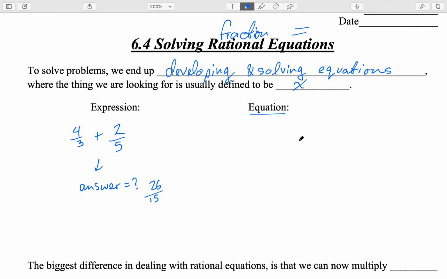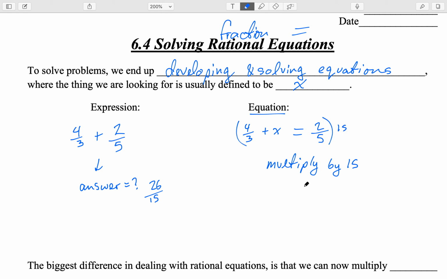An equation has an equal sign. So think of this: 4/3 plus x is equal to 2/5. Okay, that's a little different. But here's the thing. In order to solve, I don't have to be using these fractions. Here's what I could do. I could multiply by 15 on both sides, right? Multiply by 15. Why? What does that do?